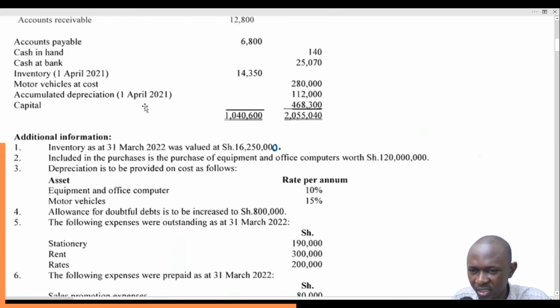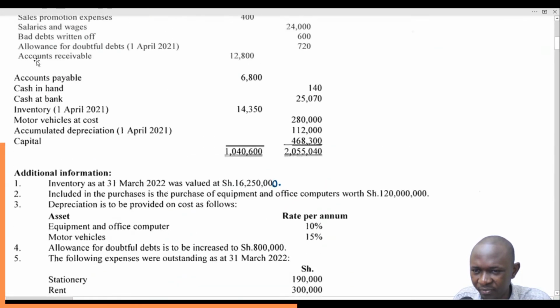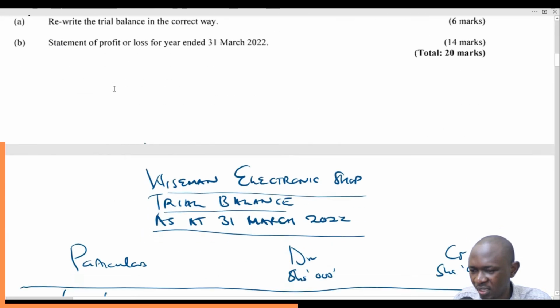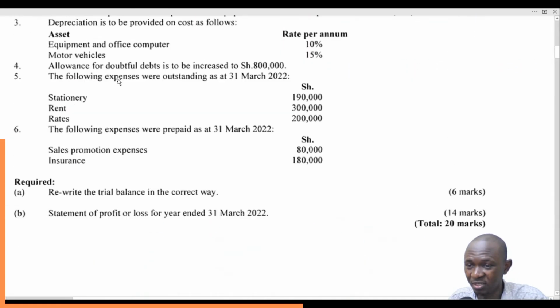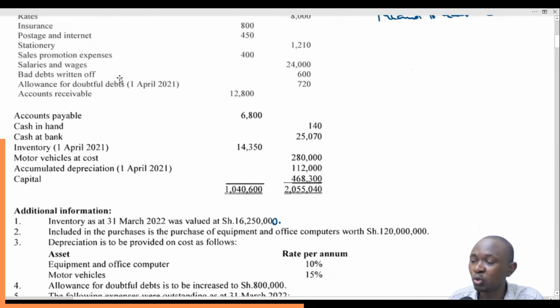Then move next. We have accounts payable, 6,800. Now these are the creditors. We are supposed to pay them. Accounts payable, 6,800. Because they are creditors and we're supposed to pay them, they are liabilities to the business, so we credit.